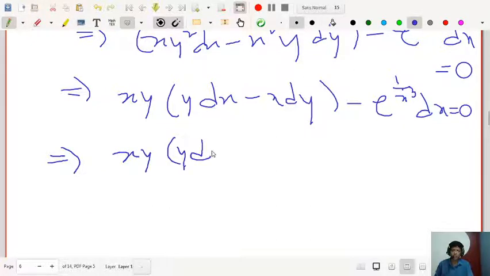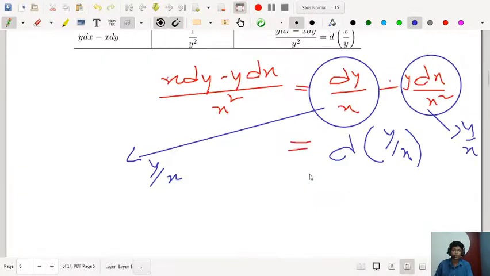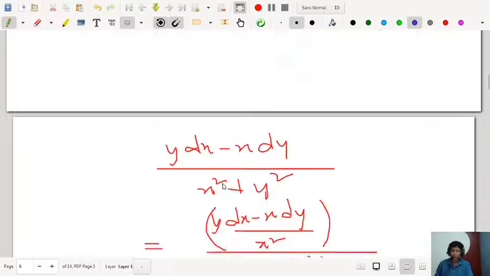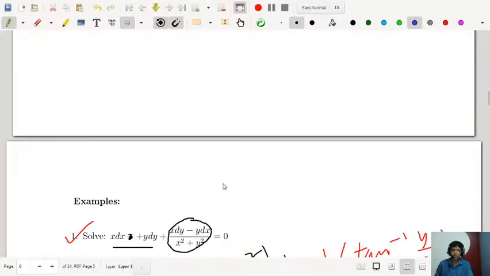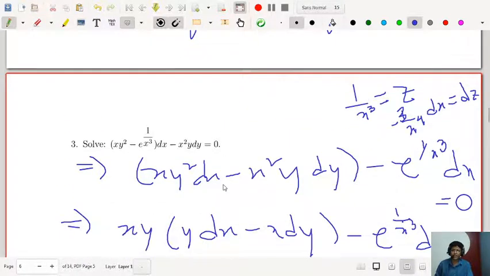Throughout multiplication is required. So how did you get 1 by x to the power 4? Because you see x to the power 4 is not in the table. You see guys, 1 by x to the power 4 is not in the table. You have 1 by x square. You have 1 by x square plus y square. You have 1 by xy. But you don't have 1 by x to the power 4. So how did you get that? The question is, how did you get that?